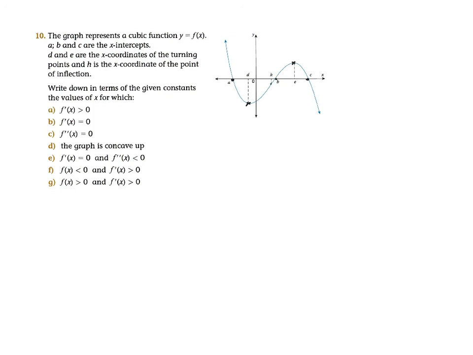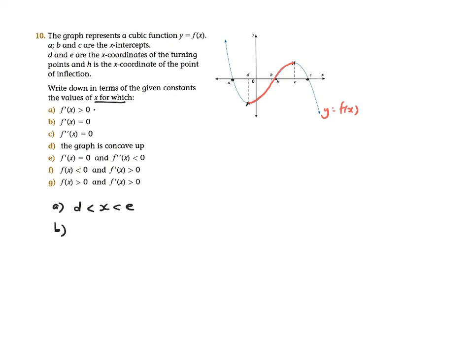Okay, and write down in terms of the given constants the values for which, let's do the first one, for which f prime x is greater than 0. What does that mean? This is the graph of y is equal to f of x. F prime x just means the slope of that, right? Where's the slope greater than 0? In other words, where's the slope positive? The slope will be positive only there, between d and e. Remember, they ask you for the x values. So it's all the x values between d and e: x is greater than d and x is less than e. All those real values.